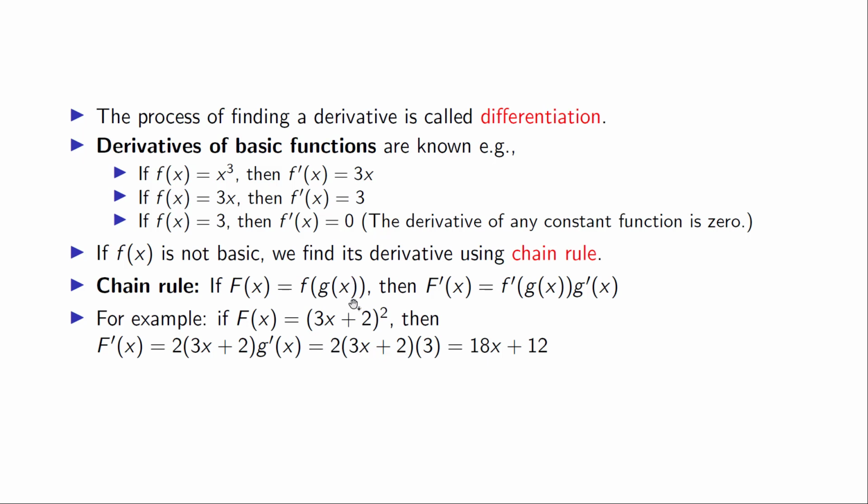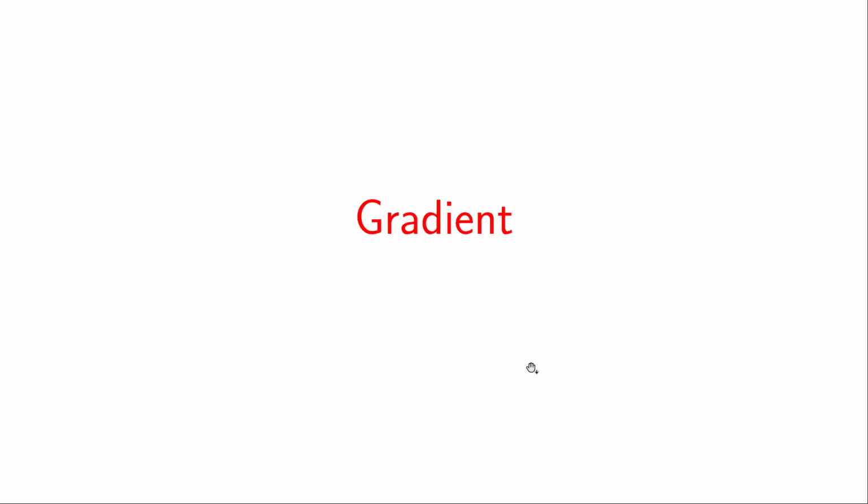And then we multiply it with the derivative of 3x plus 2. The derivative of 3x will be 3 and the derivative of 2, which is a constant, will be 0. So overall we get 3. So we multiply these values and this is what we get. So this is how we compute the derivatives of the functions which are not of the basic form.